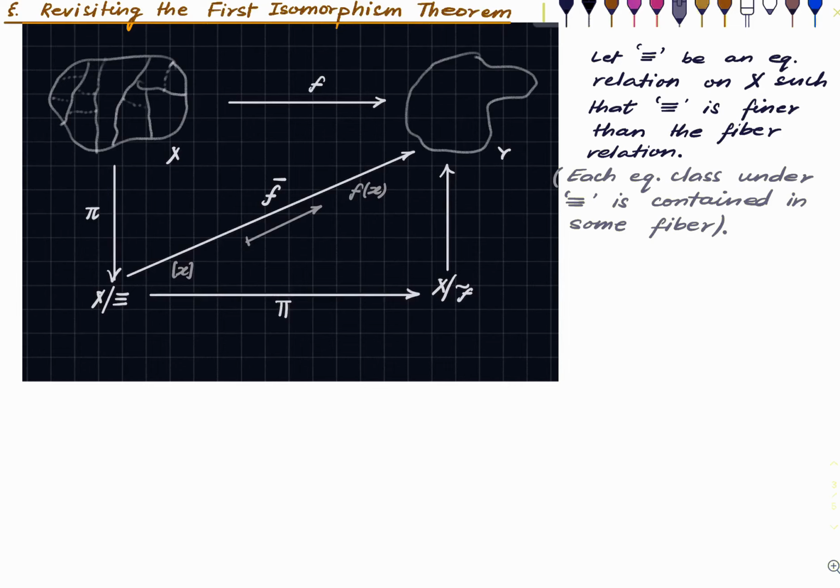So the vertical map pi sends X to its equivalence class under tilde. Maybe I'll decorate it with a subscript just so that there is no confusion. And the horizontal map capital pi takes the equivalence class of an element X to the equivalence class of X under the fiber relation. So this is the fiber relation, and I have decorated it with tilde to denote that we are talking about the equivalence class under the fiber relation. In other words, this is the fiber which contains X. So that's the horizontal map pi, and the vertical map just takes an equivalence class, meaning a fiber in this case, to the image of any of its representatives under the map F. So that's what that map is.